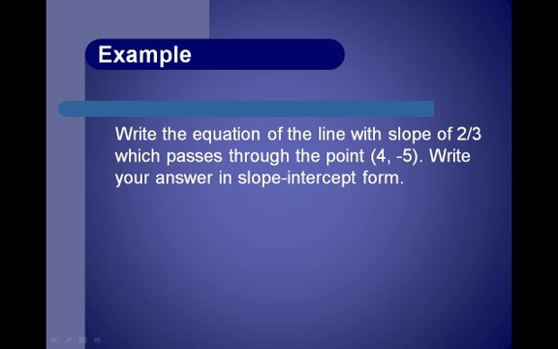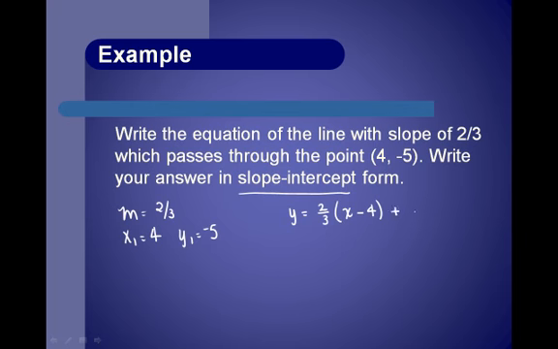Second example. Write the equation of the line with a slope of 2/3, which passes through the point 4, -5. This time we're going to write our answer in slope-intercept form. So we have slope is 2/3, our point, x1 is 4, y1 is -5. So we say y equals the slope, which is 2/3, times x minus the x value, so we get x minus 4, plus the y value, which is plus -5.